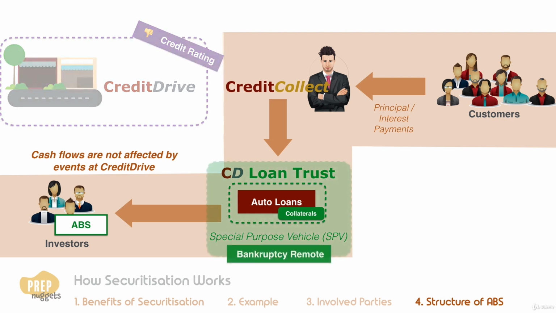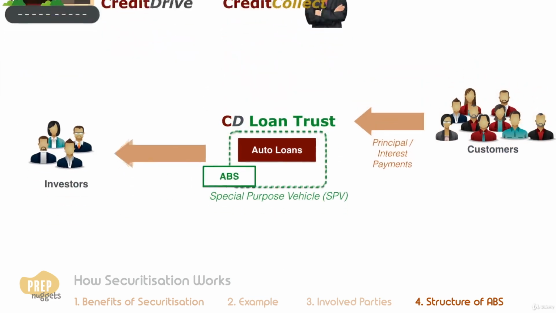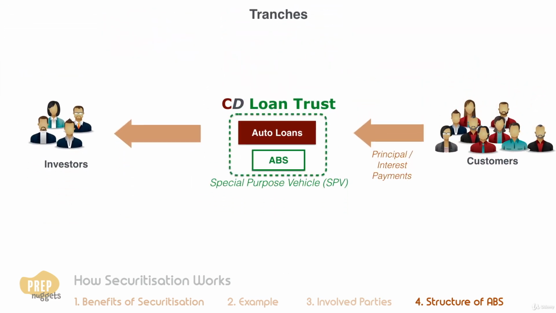CD Loan Trust is bankruptcy remote from Credit Drive. Such a structure allows the creditworthiness of the ABS to be evaluated on the quality of the collaterals and cash flows, not affected by the creditworthiness of the originating company. If the credit rating of the collateral is good, this can result in effectively lower funding costs paid by Credit Drive on these ABS. Besides bankruptcy remoteness, another way to improve the creditworthiness of the ABS is by tranching.